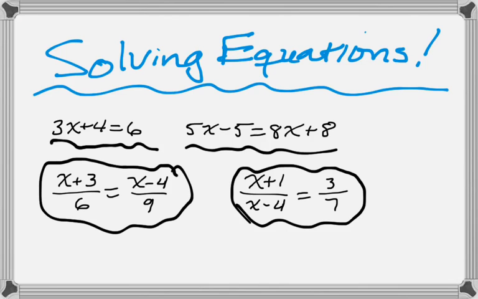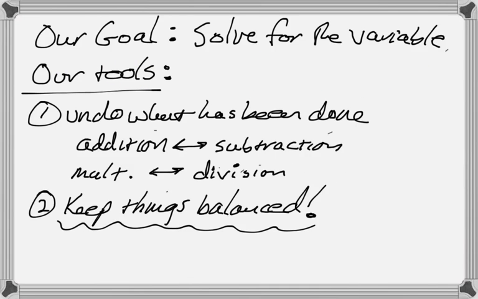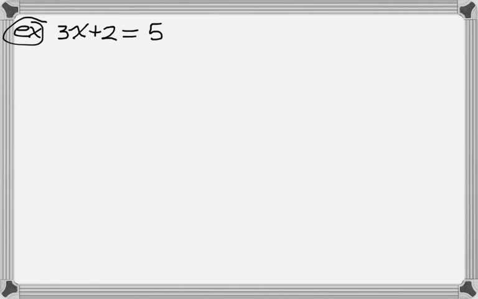So let's take a look at the general idea. We're going to try to solve for whatever the variable is, and the basic tools that we use are to undo what's been done. So if you see addition, we're going to use subtraction. If you see multiplication, we're going to use division. And we're going to try to always keep things balanced as we do that. So that's the basic premise. And here's our first example.